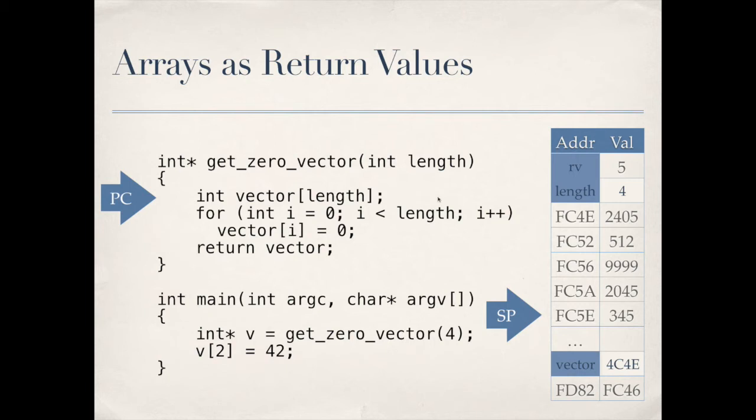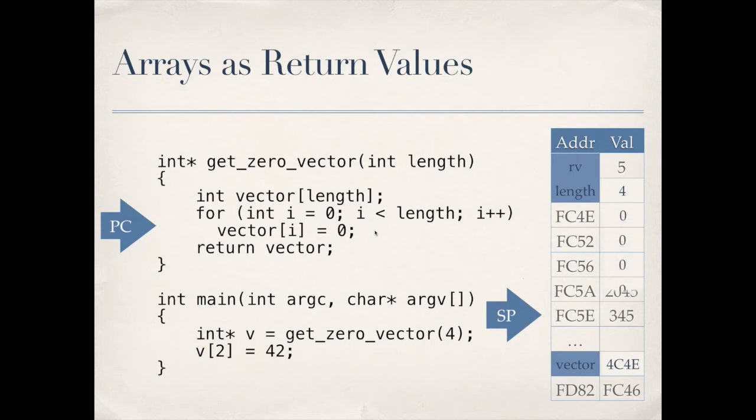And since it starts at 4C4E, we store the start address into here. Good. Then we're done. Next, the two statements here are nothing else: we are iterating over all the elements of the vector and setting them to 0. So this is the easy stuff here.